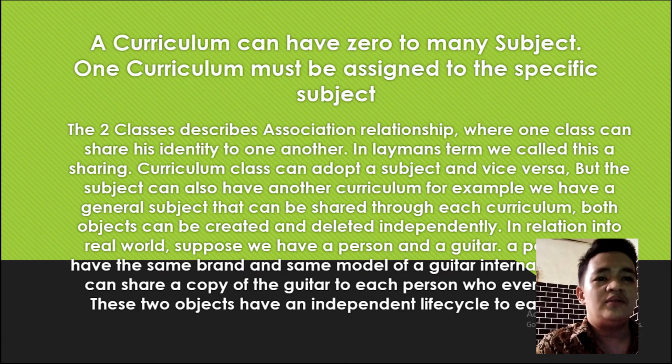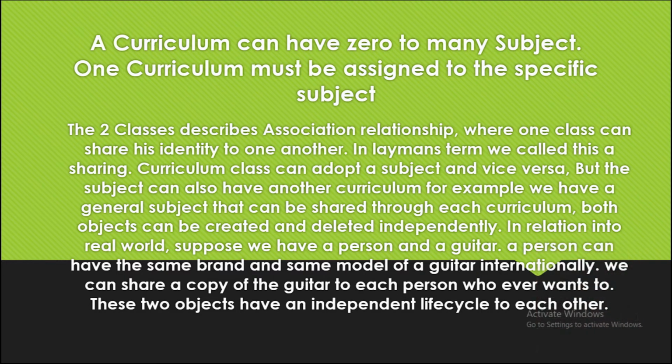In relation to the real world, suppose we have a person and a guitar. A person can have the same brand and the same model of guitar. We can share a copy of the guitar with each person who wants one. These two objects have an independent life cycle from each other.